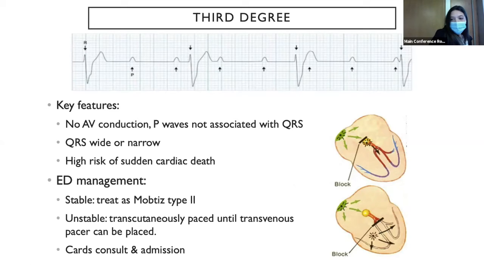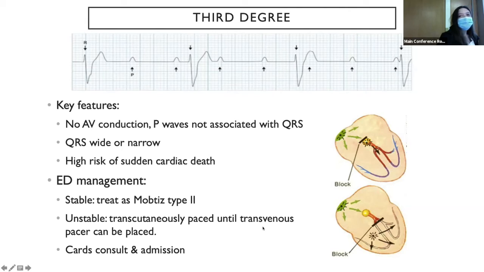Okay. And causes of this are similar to the same causes that I mentioned in type 2, where there's damage to the conducting system. If a patient is stable, you can treat it the same as Mobitz type 2 block. If these patients are unstable, they need to be transcutaneously paced until a transvenous can be placed. Most patients with type 3 block are going to need a permanent pacemaker.